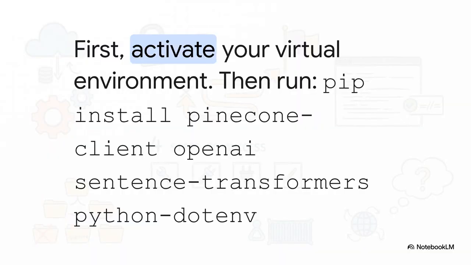Now, before we install a single thing, we're going to create a virtual environment. Seriously, do not skip this part. It's absolutely crucial, because it puts our project in its own little sandbox, which stops those nasty dependency conflicts we just talked about. Once that's activated, it's literally one command. We're going to pip install everything we need: the Pinecone client, the OpenAI library, sentence transformers, and this handy little tool called python-dotenv for our secrets. Boom, all the core tools, one line.